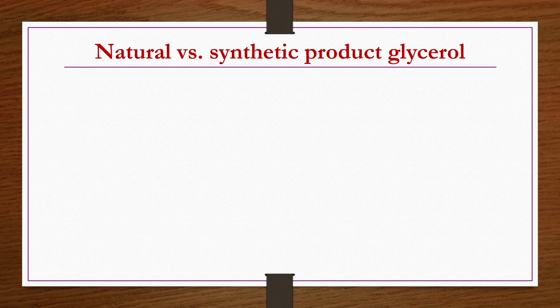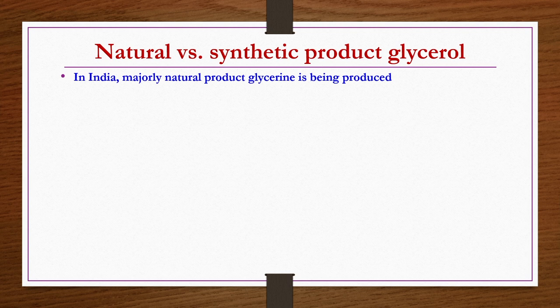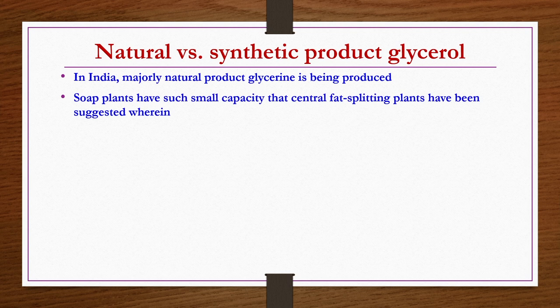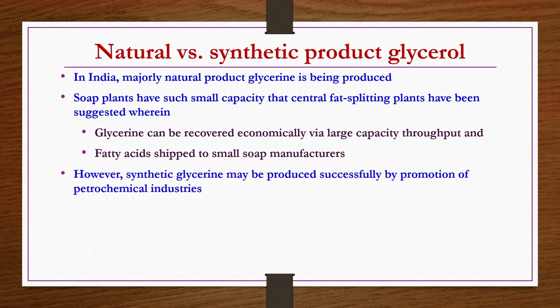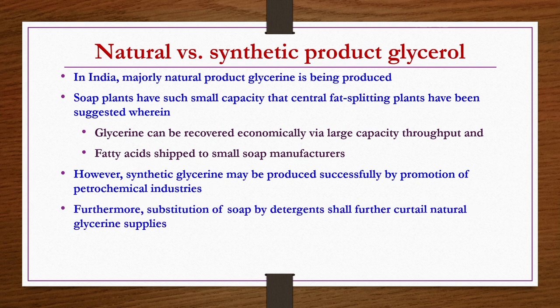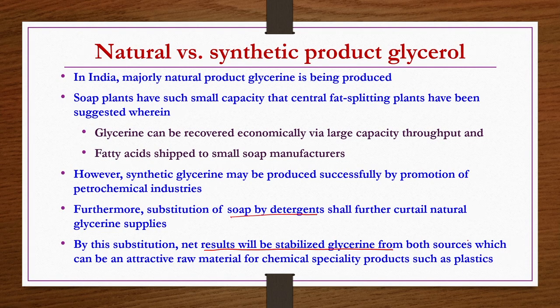Natural versus synthetic glycerin: in India, natural glycerin is majorly being produced. Soap plants have such small capacity that central fat splitting plants have been suggested, wherein glycerin can be recovered economically via large capacity throughput and fatty acids shipped to small soap manufacturing units. However, synthetic glycerin may be produced successfully by promotion of petrochemical industries where propylene can be utilized to get glycerol as per the process just discussed. Further, substitution of soap by detergents shall curtail natural glycerol supplies. Because of this substitution, the net result will be stabilized glycerin from both sources, natural as well as synthetic.